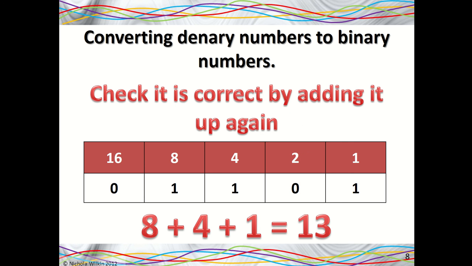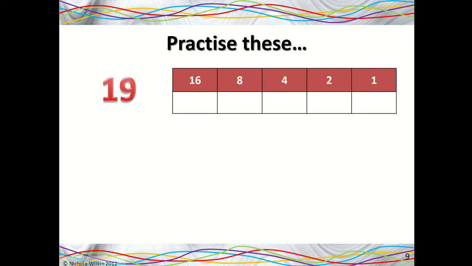And just to check, going back the way we did last week, 8 plus 4 plus 1 equals 13. So we know we got it correct. So let's try this. 19 is a denary number. We want to find out what its binary equivalent is. So 16 goes into 19 once. So this time we put 1 in the 16 column.